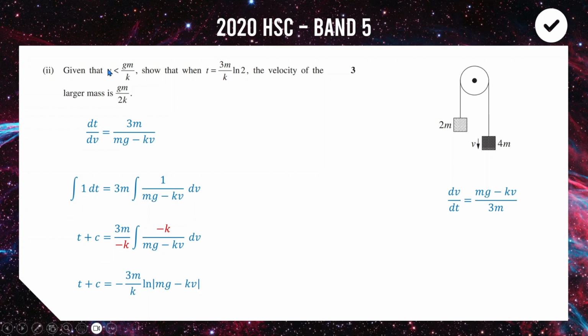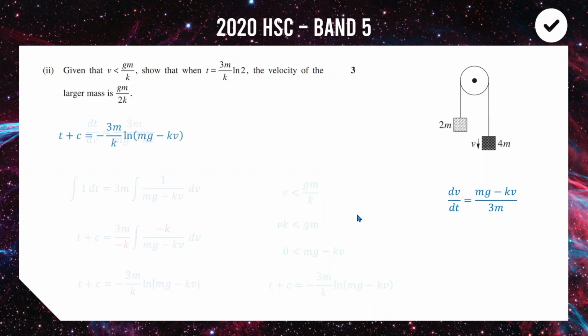Now, the information in the question relating v to gm on k is information that you can use to figure out why you don't need these absolute values here. Because if v is less than gm over k from the question, if we times that k across, we get that vk is less than gm. And then if we move that vk across to the right, we get that 0 is less than mg minus kv. This is basically our argument for saying that the inside of our logarithm is always going to be positive from the info in the question. So because it's positive, we don't need our absolute values here, and we can just say it's a log of the inside. It's always positive, okay?